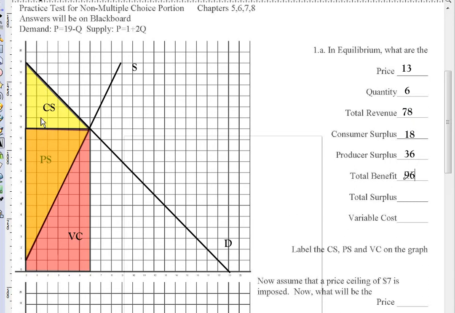Total surplus, add the consumer surplus plus the producer surplus, and we're going to get something like 54 here. And variable cost, you can take the total revenue and subtract off the producer surplus if you want to get the variable cost, and that looks like it's going to be $42.